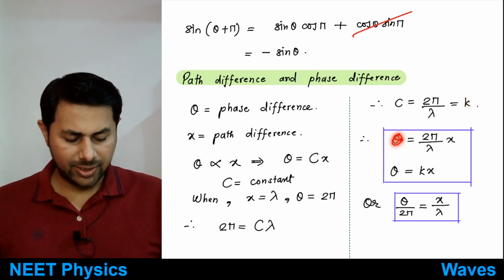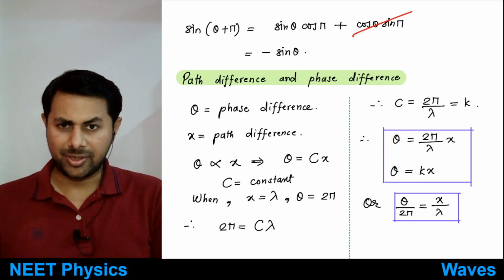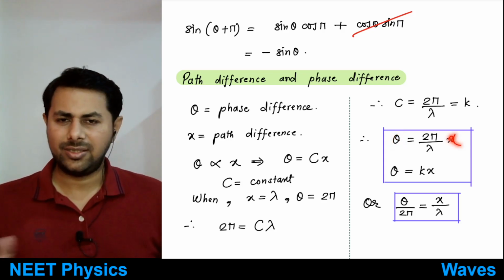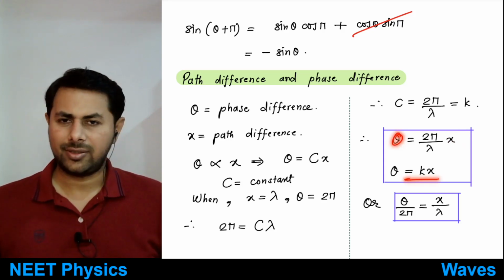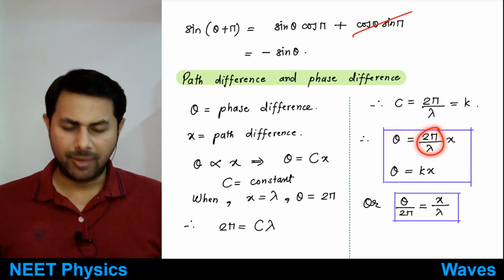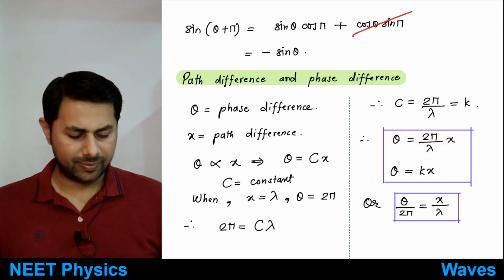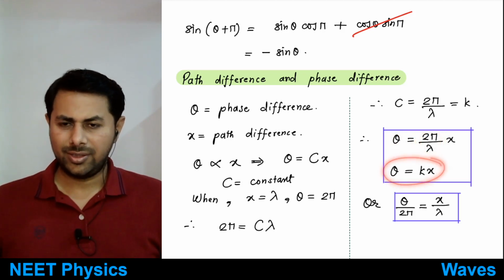So what is theta? Theta is the phase difference. What is x? X is the path difference. And what's the relation between them? Theta is equal to k times x, or theta is just equal to 2 pi by lambda multiplied by x. Okay, this thing is clear.